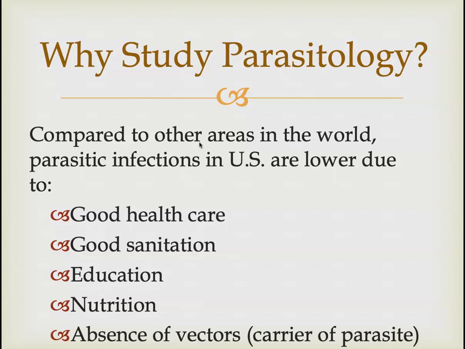In general, we have an absence of most vectors. So I mentioned the ticks and certain, like the sand fly, which transmits leishmaniasis, is concentrated in Africa. The tsetse fly and the triatomine bug for trypanosoma are concentrated in other areas. So because of the absence of those vectors, we generally don't see those parasites.